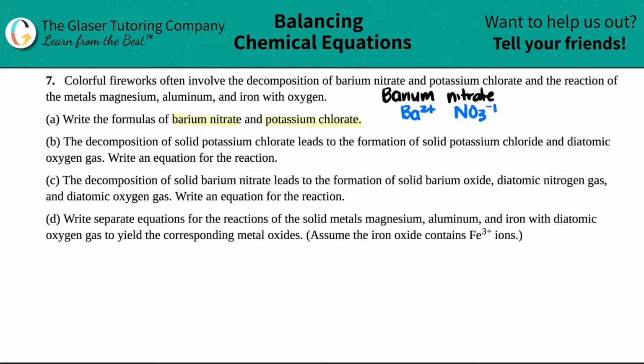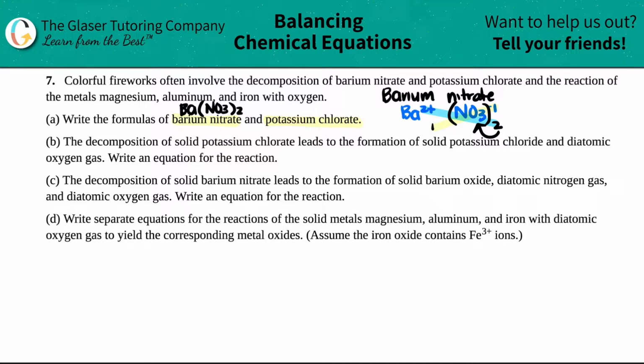Okay. So just remember that, once we have the charges, we just crisscross them to tell us how many of each we have, right? The 2 crisscrosses and tells me that I need 2 nitrates, and the 1 tells me that I need 1 barium. So barium nitrate is Ba(NO3)2, right? Because if I have 2 polyatomics, I have to put that in parentheses. And I'll just keep that here to show my work.